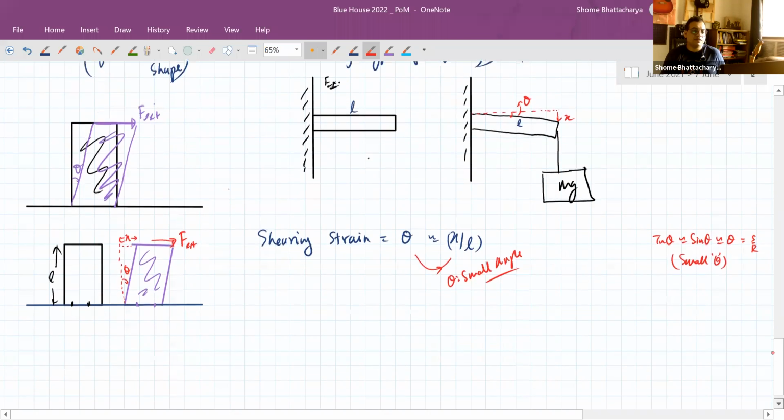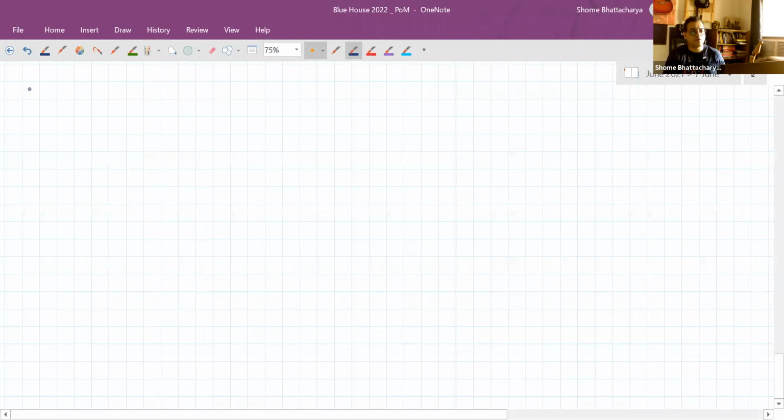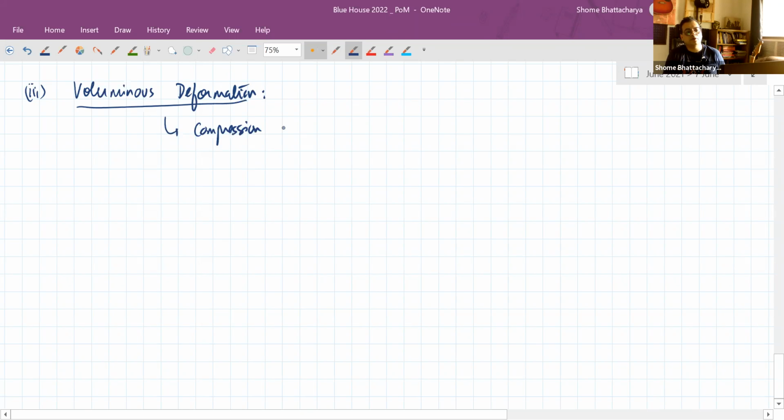Okay, the third and final type of deformity is what we call a volume strain, or voluminous deformation. That is when there is a compression or extension or expansion in the volume of a body.